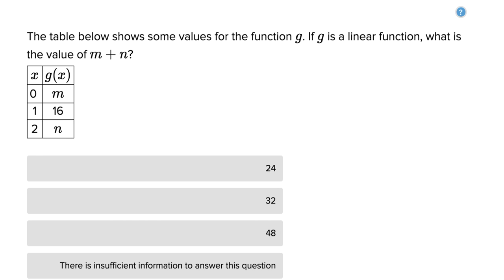Hi, this is Carlos Cousins, and the following problem is very, very difficult for a lot of people. And most people seem to believe that there is insufficient information to answer the question at first glance.